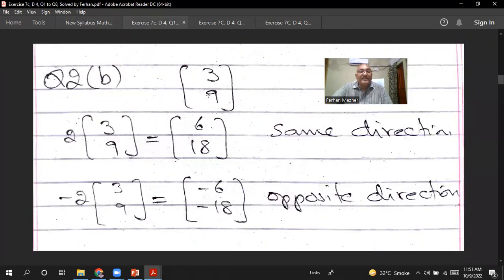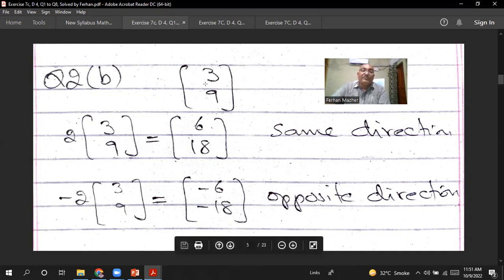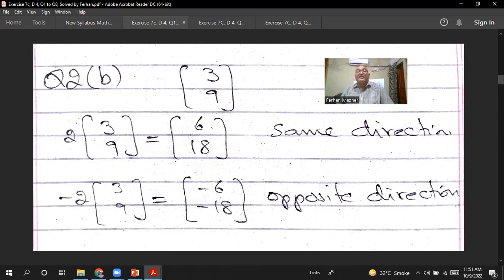He says, this is the vector given. I want to find out a vector which is in the same direction. So I will multiply with the positive 2 and I will get 6 and 18. I will multiply with the negative 2 and then I will get minus 6 and minus 18. So this upper one is a parallel vector to this vector and in the same direction. This one is parallel to this vector but in opposite direction. I am multiplying with the positive 2 and minus 2. You can multiply with any number.